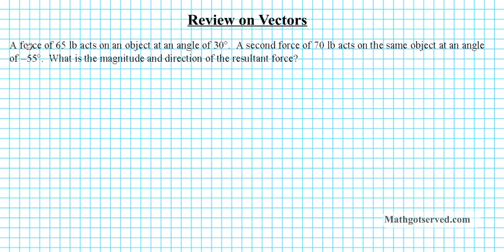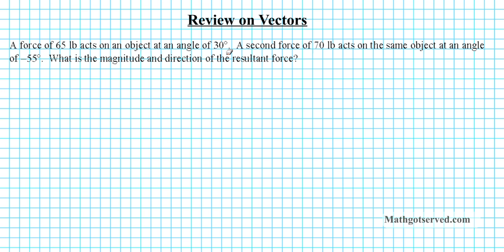It says a force of 65 pounds acts on an object at an angle of 30 degrees. A second force of 70 pounds acts on the same object at an angle of negative 55. In a sketch of this situation and resolving the vectors, let's go over some formulas real quick.